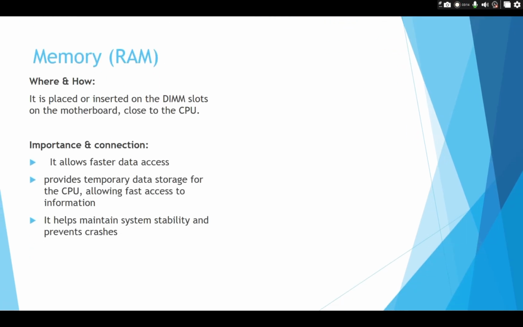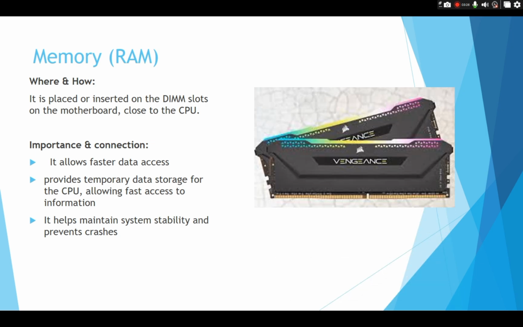Memory, or RAM. It is placed or inserted in the DIMM slots on the motherboard close to the CPU. Importance and connection. It allows faster data access, provides temporary data storage for the CPU, allowing fast access to information. It helps maintain system stability and prevents crashes.